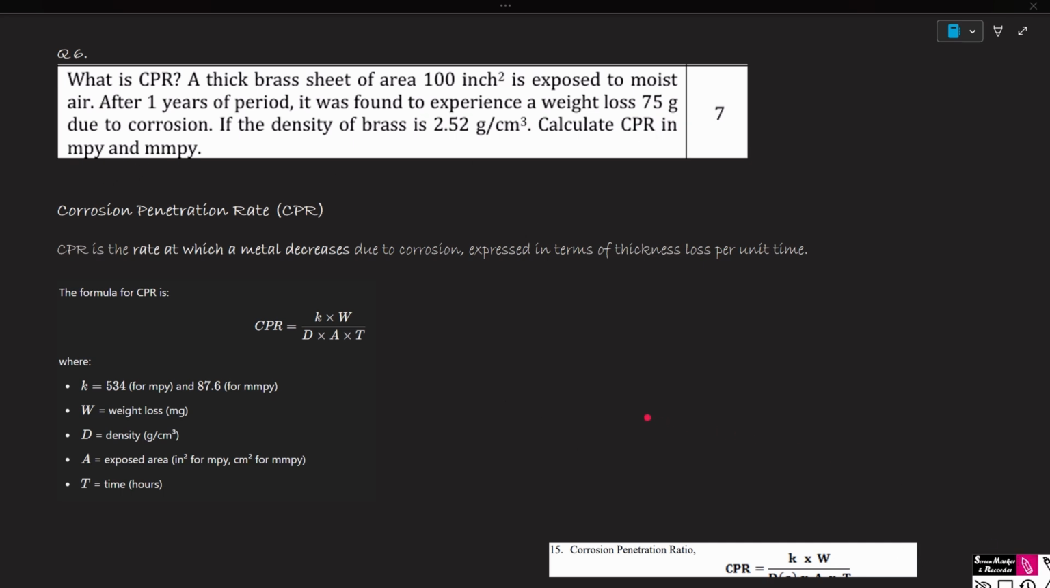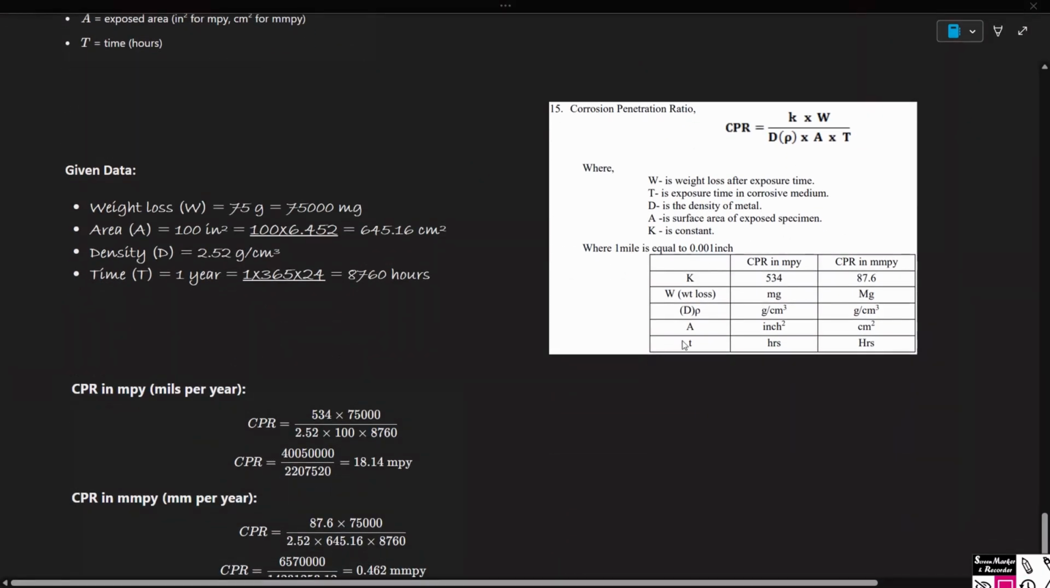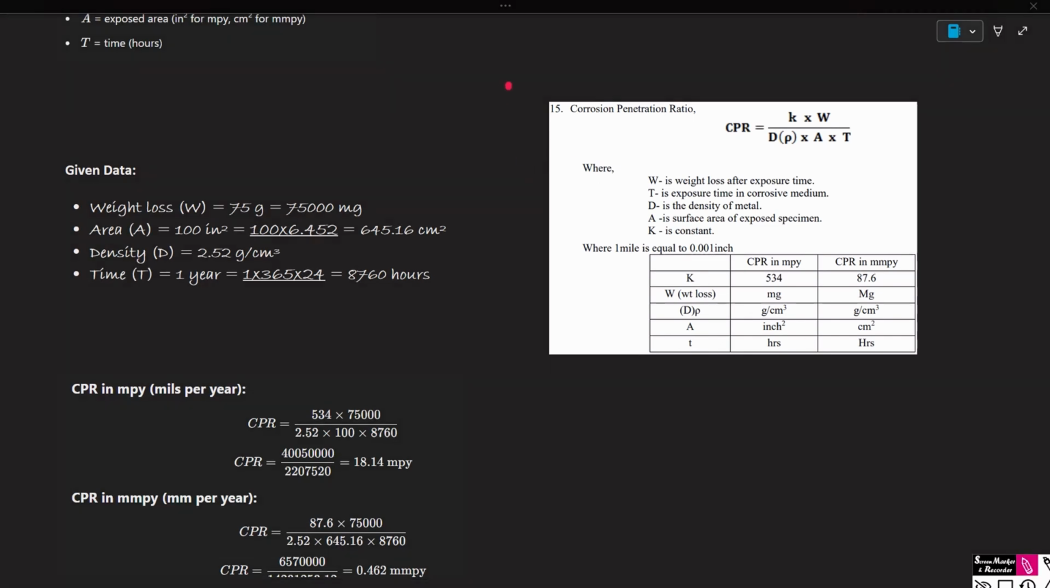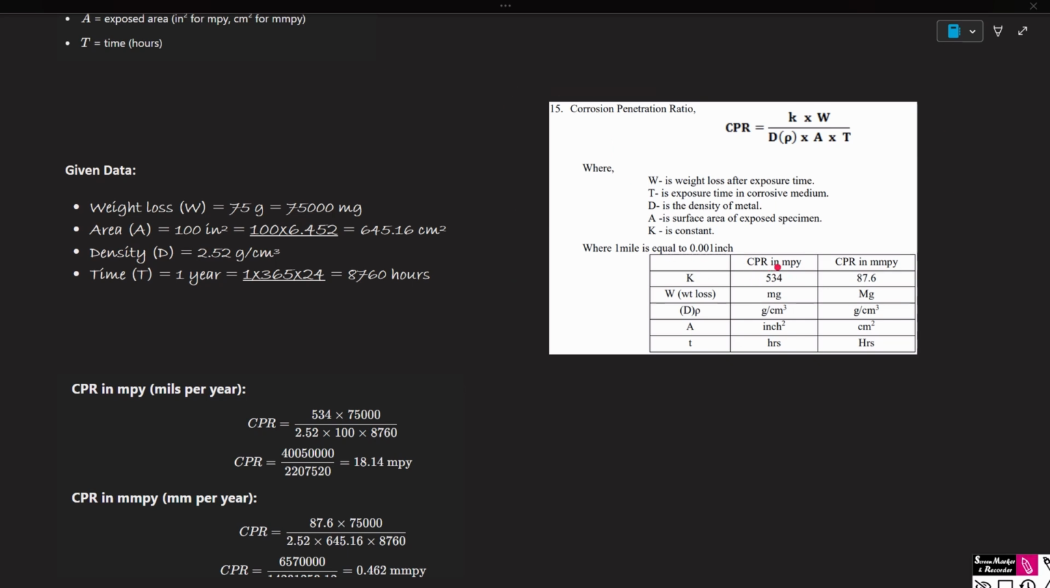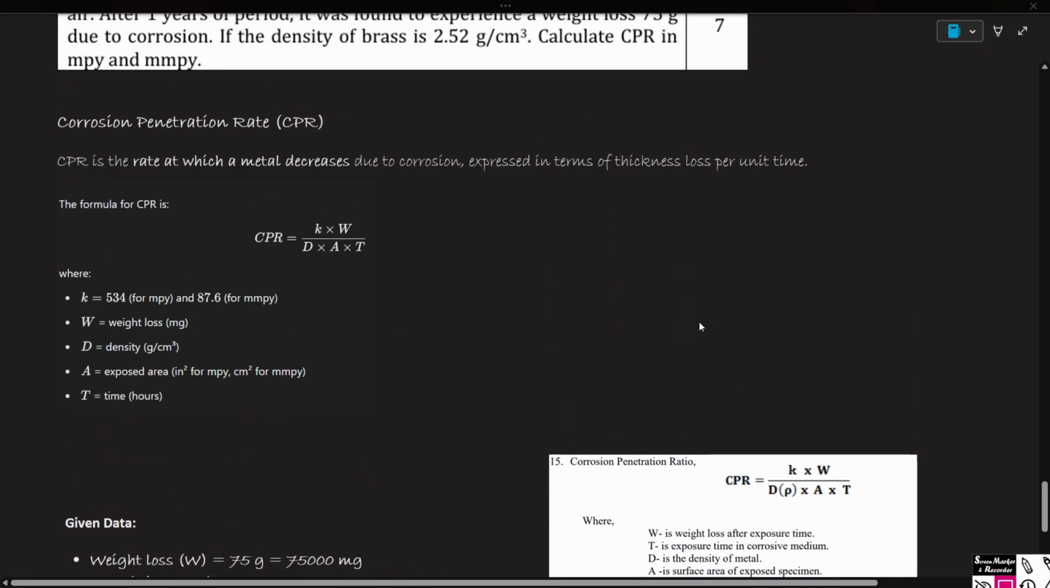So basically, we don't need to remember any of the formula nor the units that we are going to plot in MPY and MMPY. It is given in the VTU formula handbook, I guess on page number 4. Here, if you are calculating in MMPY, the constant value is also given, and the area should be in inch square for MPY. For MMPY, we need to convert it into centimeter square. That's the only difference, and the difference is in K and in area. Okay, so let's get started.